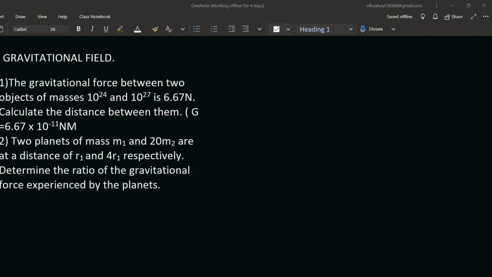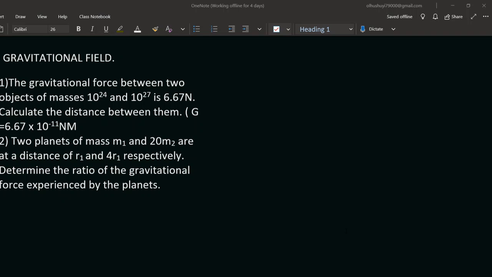Today we'll be considering a topic in science, gravitational field. Under this, we have these two questions. Let's go together. 1. The gravitational force between two objects of masses 10 raised to power 24 and 10 raised to power 27 is 6.67 newtons. Calculate the distance between them, if G is called the gravitational constant.